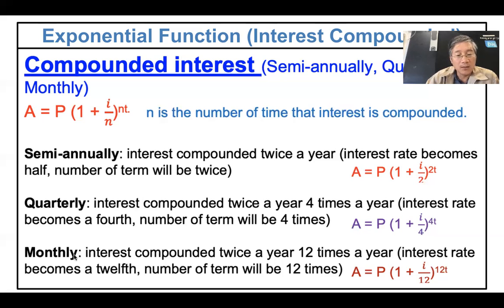And monthly, interest compounded 12 times a year. So instead of 2 or 4, you put the 12, I divided by 12, and then multiply 12 to the time. And if it is daily, what do you do? N will be 365, right? So when the interest is compounded daily, it will be 365.